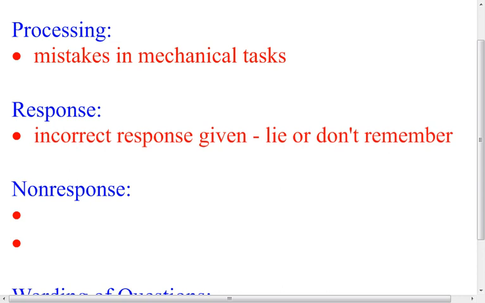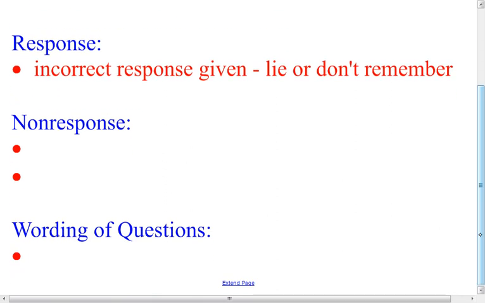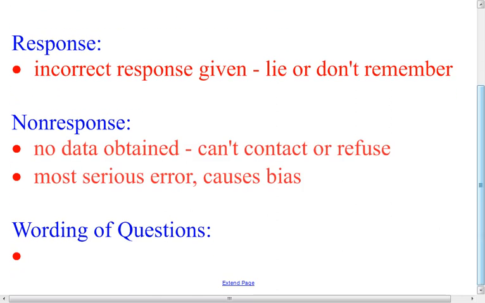Then there are response errors, and that's when you don't get the right data from people. There's an error in their response, and it might be because they lied to you about what they think, and it might be that they just simply don't remember. But for whatever reason, you got some incorrect information, incorrect response from somebody, which creates bias.